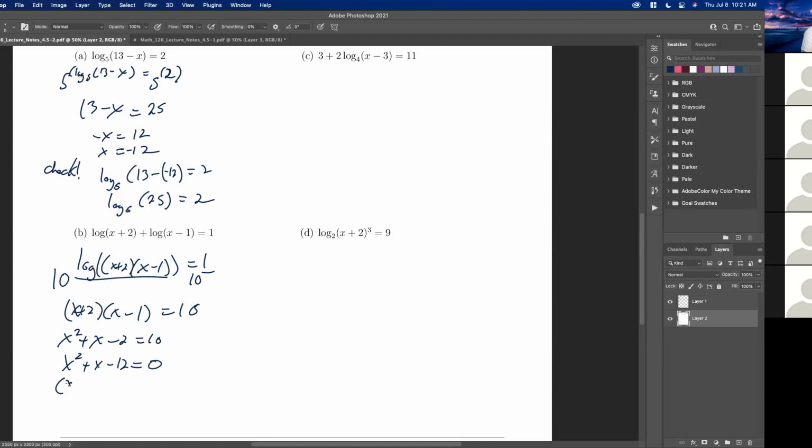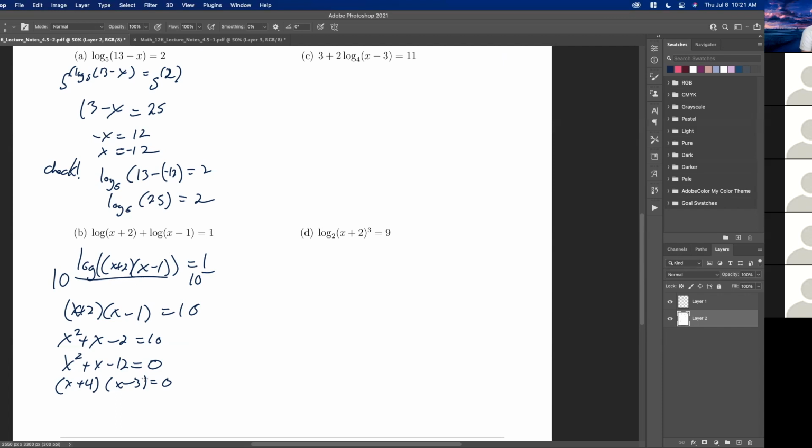Let's factor this, so it'll be x plus 4, x minus 3. That means either x plus 4 was 0 or x minus 3 was 0. Here, if I have x plus 2 and x minus 1 multiplied together equal to 10, that doesn't mean either of those were 10, right? This could be 2, this could be 5, right? This could be 1, this could be 10, right? This could be 0.5, this could be 20, right?